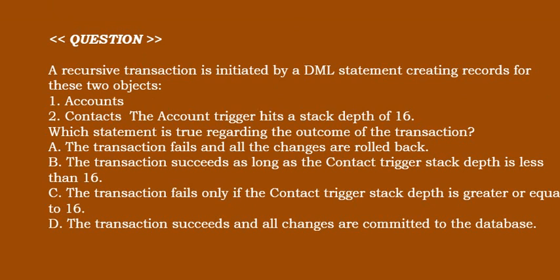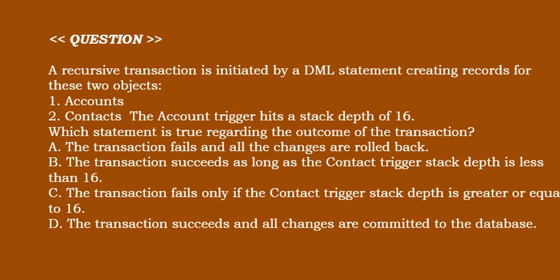Next question is, a recursive transaction is initiated by a DML statement creating records for these two objects. First, accounts. Second, contacts. The account trigger hits a stack depth of 16. Which statement is true regarding the outcome of the transaction?